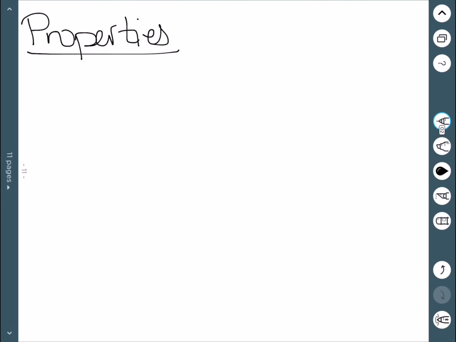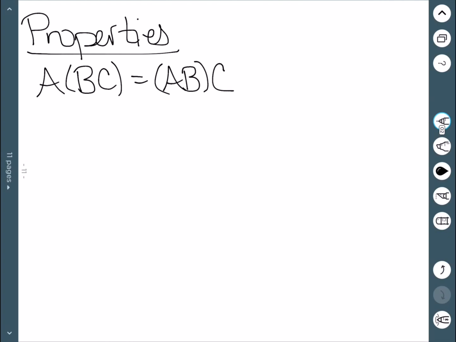And finally, we'll end with some properties. First, even though I can't change the order of multiplication, I can move around parentheses. A times BC is the same thing as AB times C.